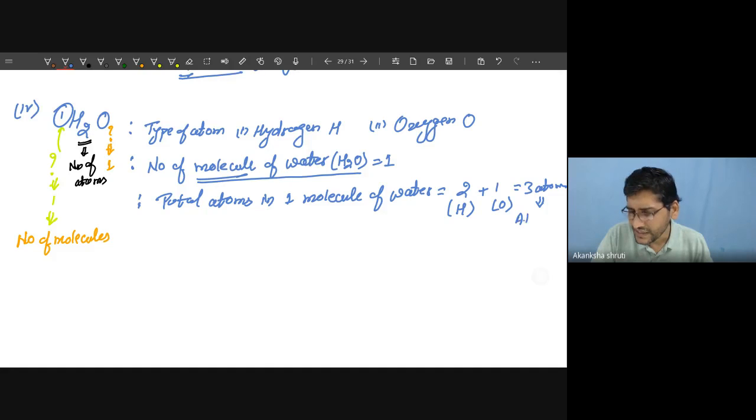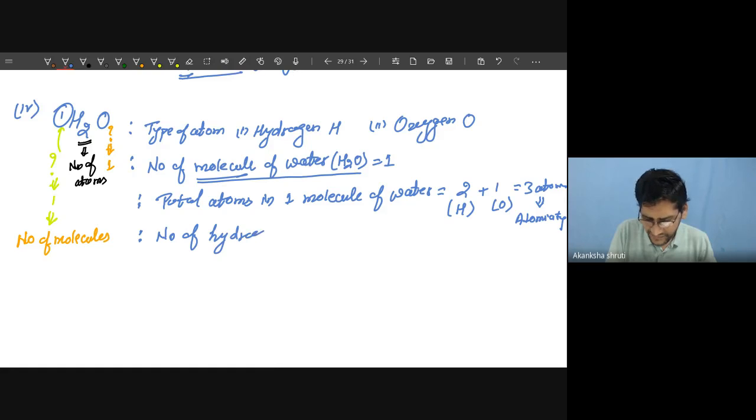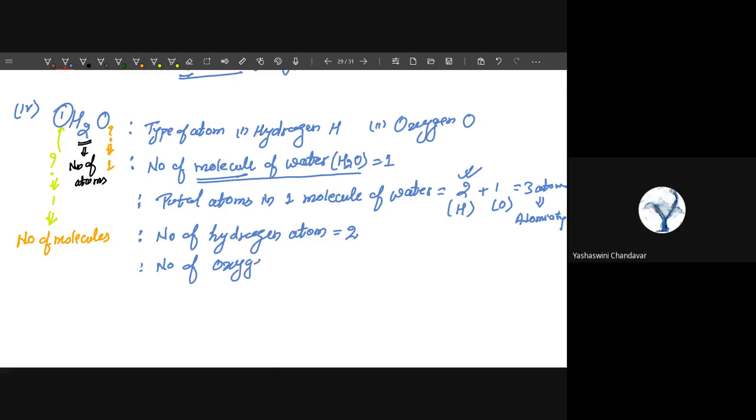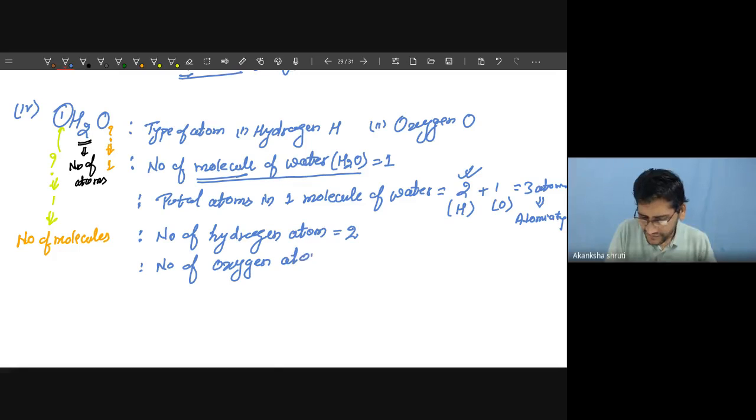So the atomicity of water is how much? It is 3. If it is asked by separating this, the number of hydrogen atoms in one molecule, how much? It is this number 2. We had already written, it is 2. Number of oxygen atoms? 1. Very good. So it is our 1.